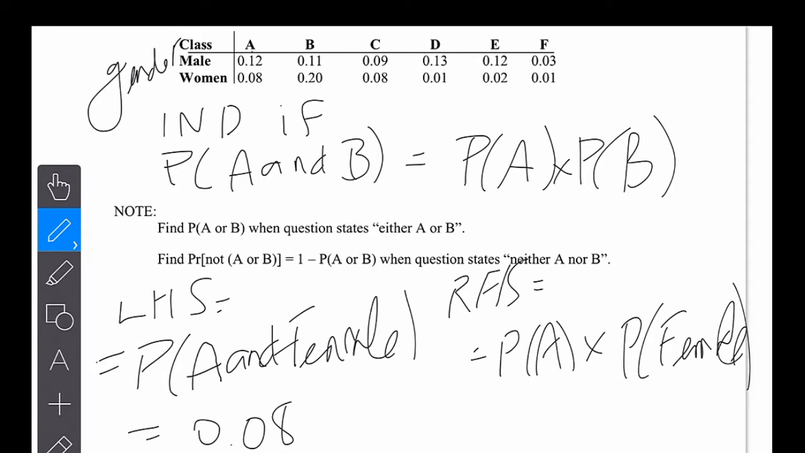So A's probability is what? Oh, there's two events here. What should I do? Let me see. I'm going to leave that for you. Why don't you try that for 2 minutes, and I'll check back with you.